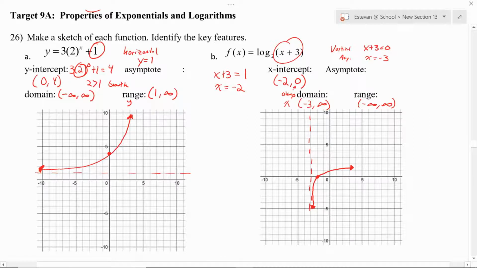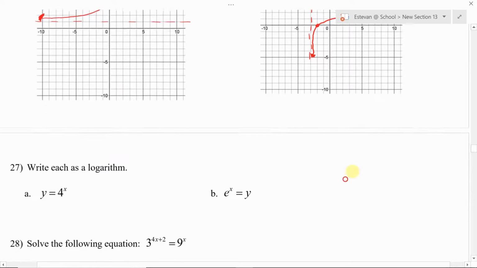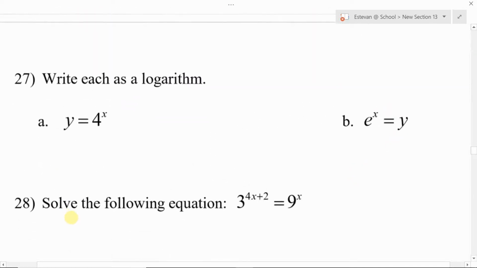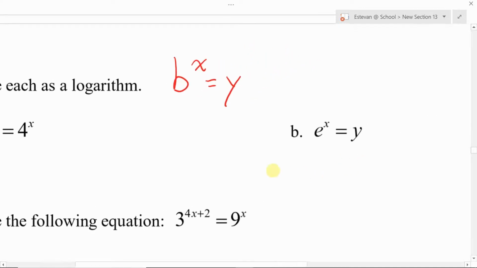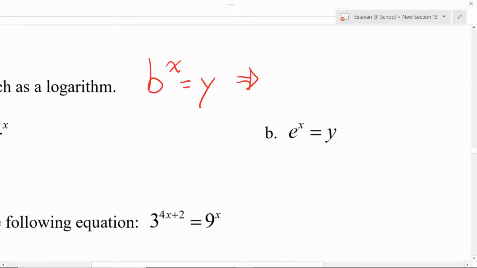And now we move on to the next problem, 27. So for 27, we're supposed to write each as a logarithmic function. If you recall, b to the x is equal to y. If I want to change it to a logarithmic function, you always write log and you write your base. Your base is the letter or the variable that is attached to the exponent. So in this case, it's b. B is the subscript, parentheses. From the base, you go around, making it y. So y goes inside the parentheses, is equal to, then you go back and solve for x.